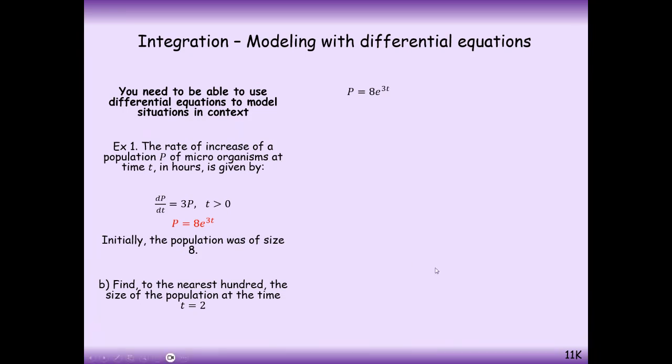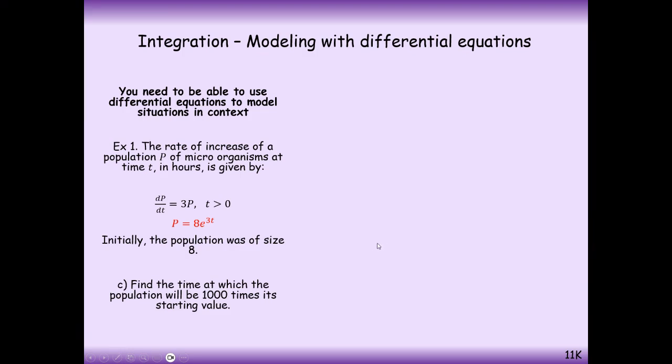In the next part of the question, we are asked to find, to the nearest 100, the size of the population at time t equal to 2. Well, that's not difficult at all. We substitute the value of 2 into the equation that we have found so far, and we will get a number, and we will round it to the nearest 100. Nearest 100 is 3,200.